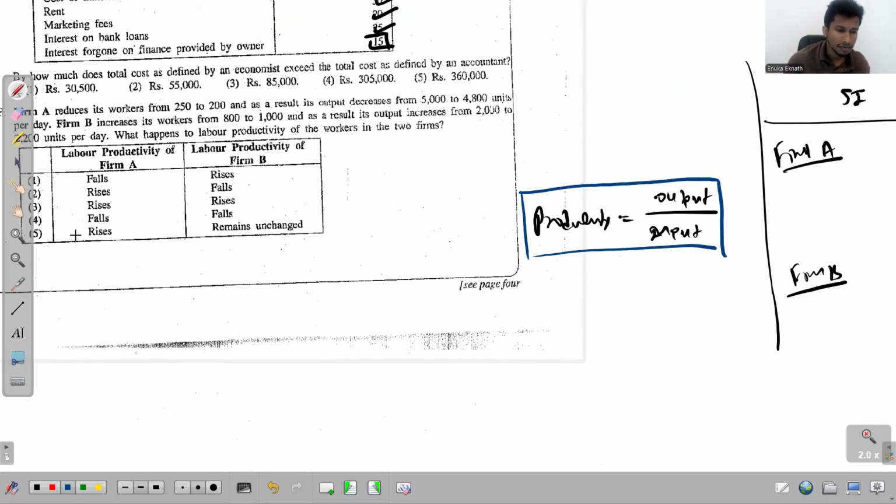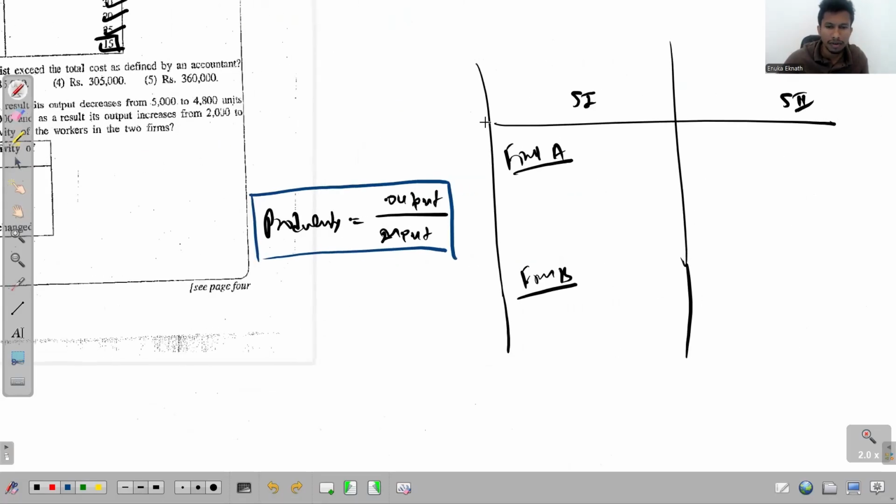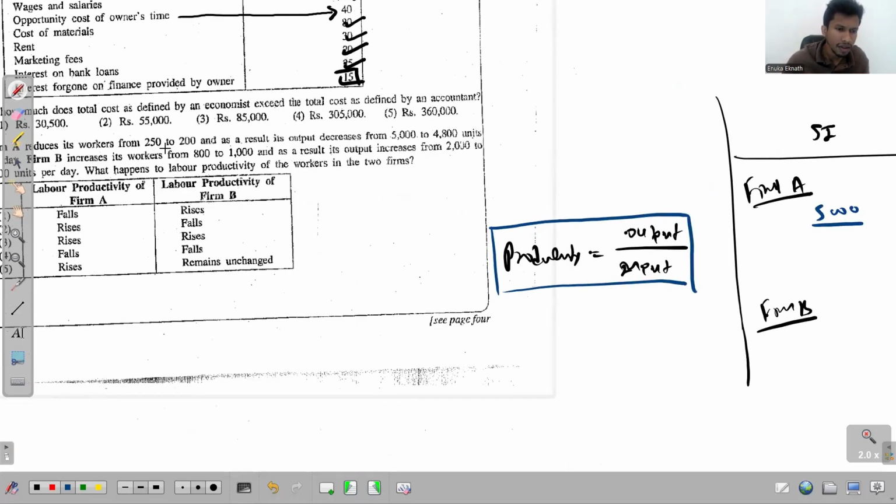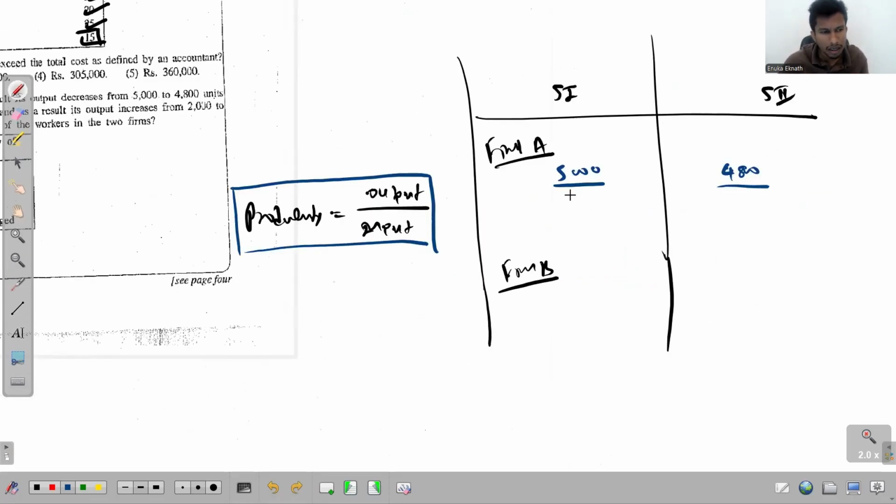So what happens in the first situation? Output decreases from 5,000 to 4,800 units, so let me write that value in this cell: 5,000 in situation 1, and 4,800 in situation 2. And the inputs, the amount of workers, decreases from 250 to 200. So inputs in the first situation will be 250, but in the second situation, 200.